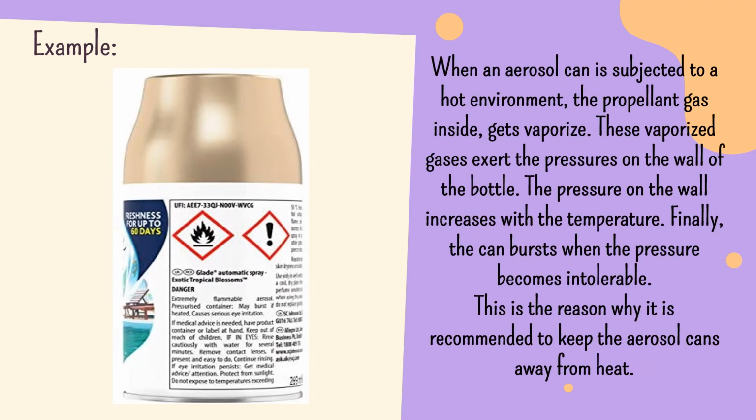Here are real-life examples of the pressure-temperature relationship of a gas. First is the aerosol can. When an aerosol can is subjected to a hot environment, the propellant gas inside gets vaporized. These vaporized gases exert pressure on the wall of the can. The pressure on the wall increases with the temperature. Finally, the can bursts when the pressure becomes intolerable. This is the reason why it is recommended to keep aerosol cans away from heat.